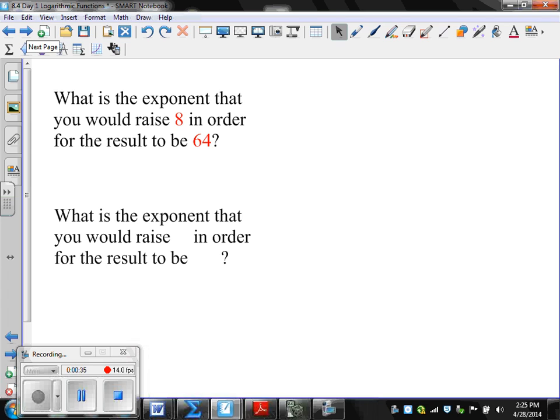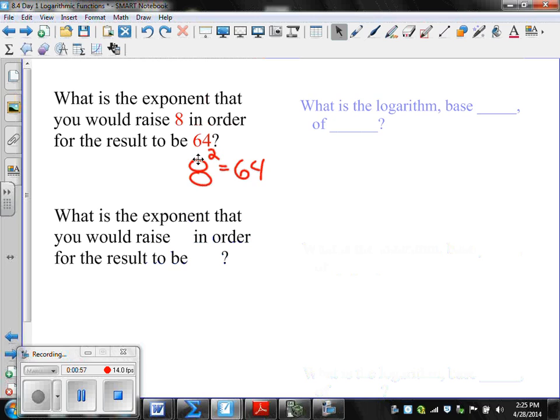First question here, and in fact, it's going to be the same question, I'm just going to change the numbers. What is the exponent that you would raise 8 to in order for the result to be 64? Not a particularly tough question, right? We know that 8 to the 2 equals 64, and that's not why I asked that. I asked that because I want to make the connection between how we would say the same thing using logarithms. I can ask the same thing by saying, what is the logarithm base 8 of 64? That's asking the exact same thing.